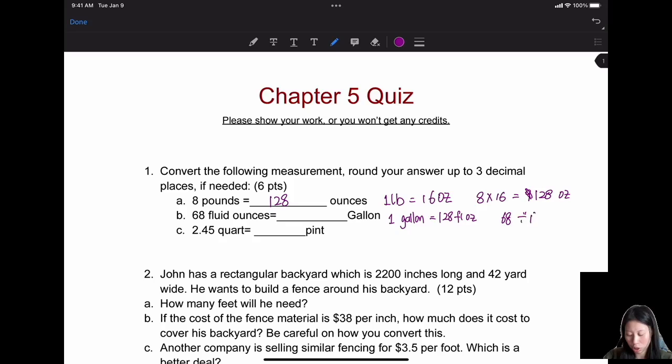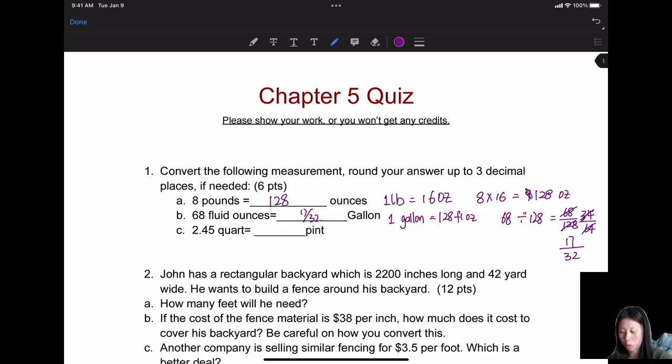divided by 128, which equals, you can either use a calculator or keep it in fraction. Either way, you will get the points. If you decide to keep it in fraction, you need to simplify to the simplest form. So now let me do it. And then we keep going, divided by another 2, you have 17 over 32.